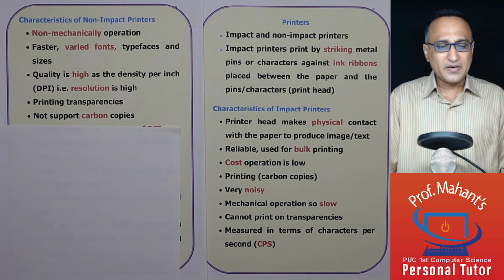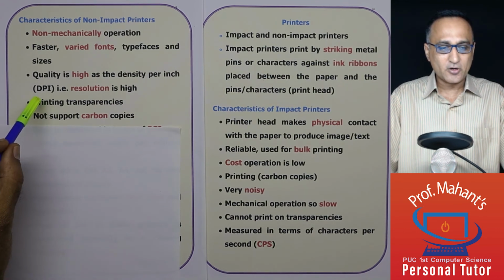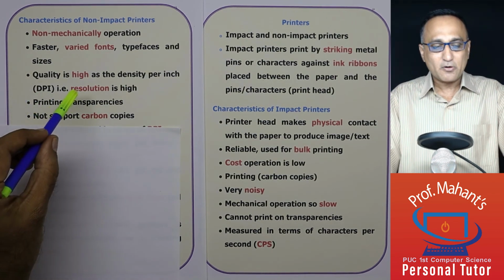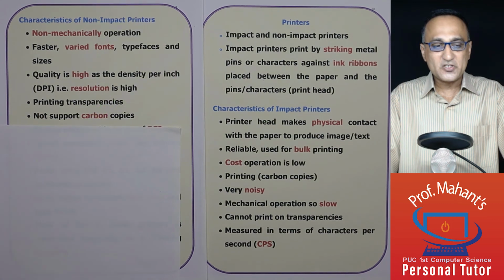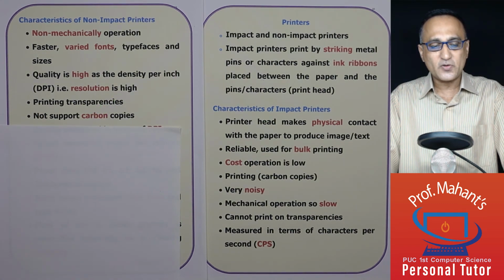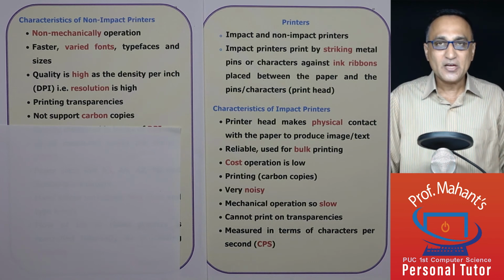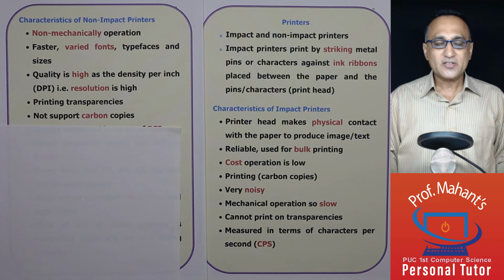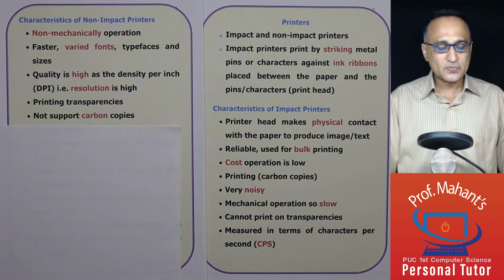The quality of printing of a non-mechanical or non-impact printer is much higher because the number of dots per inch, DPI, which stands for dots or density per inch and is referred to as the resolution, is extremely high. So if you have 300 dots per inch, it is going to be less clear than something which is 600. 600 in turn is going to be less clear than something which is 1200 dots per inch.